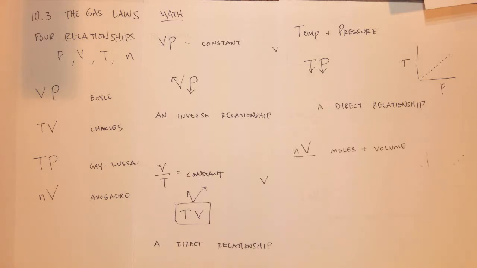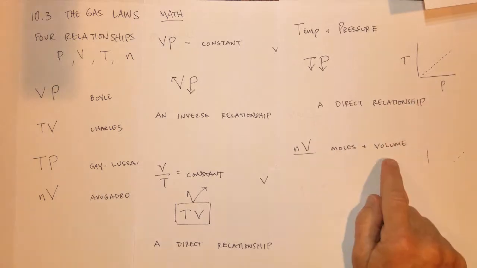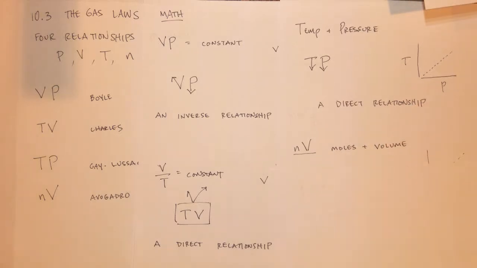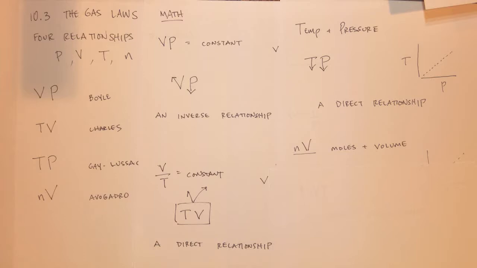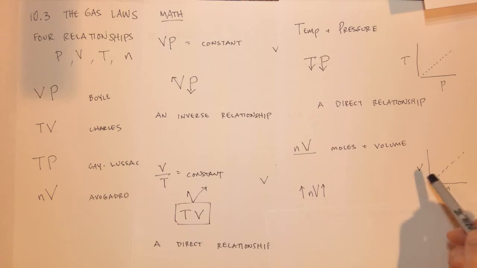The last one is number of moles of gas and volume. This is known as Avogadro's law, and Avogadro's law is also a direct relationship. If you increase the number of moles of gas while holding pressure and temperature constant, you will increase the volume of that gas's container. There's a direct relationship, so if one goes up, the other one goes up.